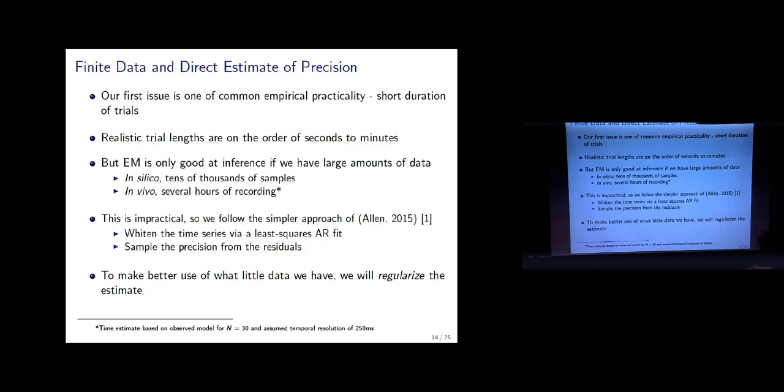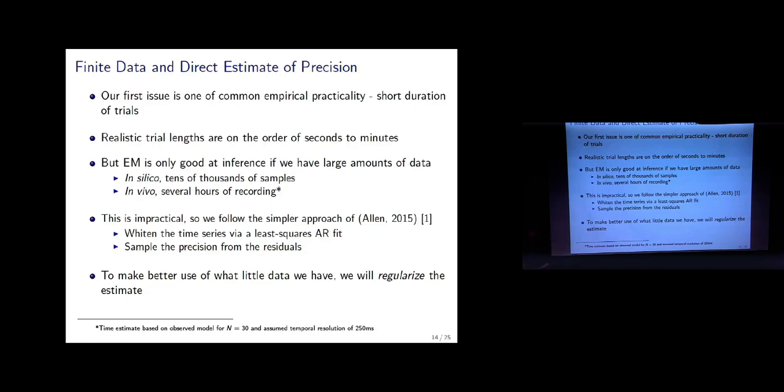Okay, but before we talk about directly estimating the precision instead of doing the Kalman stuff, a big issue with empirical data is you have very short duration of trials, typically on the order of seconds to minutes, if that. Whereas in the plots I was just showing you, where expectation maximization converged to a really good area under the ROC curve, you needed hundreds of thousands of data samples. That would equate to trials that lasted for several hours. Now, that's just impractical. No living subject wants to sit there and watch a movie for 3 hours. These are typically mice that we deal with. So we have very little data.